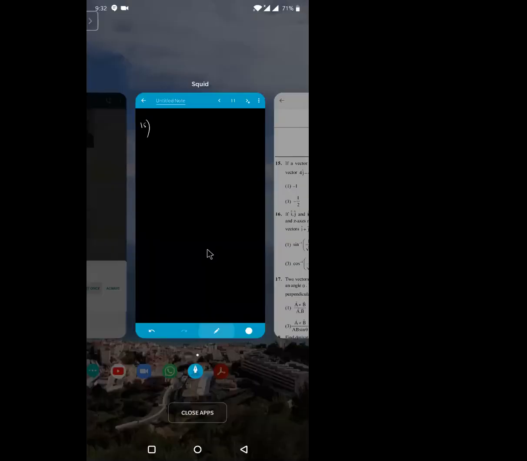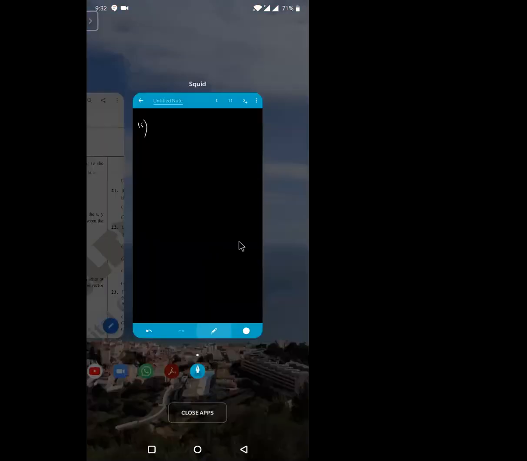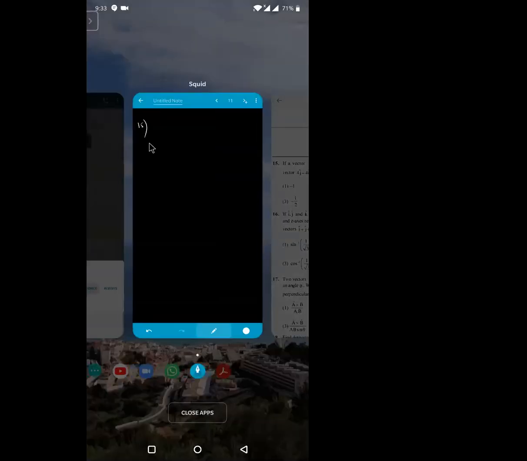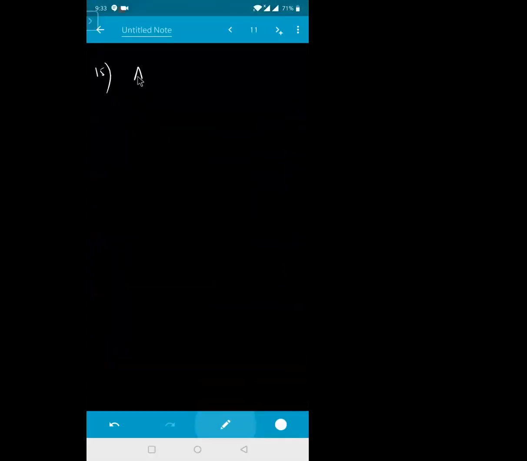So what I'll do right now, see question number 15. If the vector 2i cap plus 3j cap plus 8k cap is perpendicular to 4j cap minus 4i cap plus alpha k cap, when he is giving j and k like this, you first take the i cap outside and j cap inside. That should be done, that care you need to take right now. So A bar I can write as 2i cap plus 3j cap plus 8 into k cap.